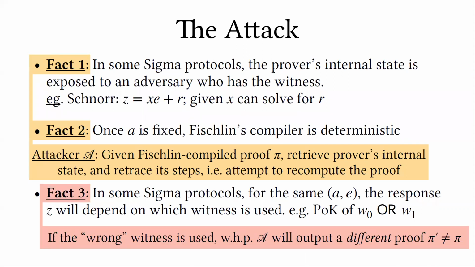So this lets us analyze the second case. What I've highlighted is that, by completeness, if you use the same witness that the prover did, you get back the same proof. What Fact 3 tells us is that if you use a different witness than what the prover did, you get a different proof, some different proof pi prime, with some high or noticeable probability. So this creates a distinguishing event. You can now test if a given witness was used to compute a given proof, and that breaks witness indistinguishability. Of course, the details are all in the paper.